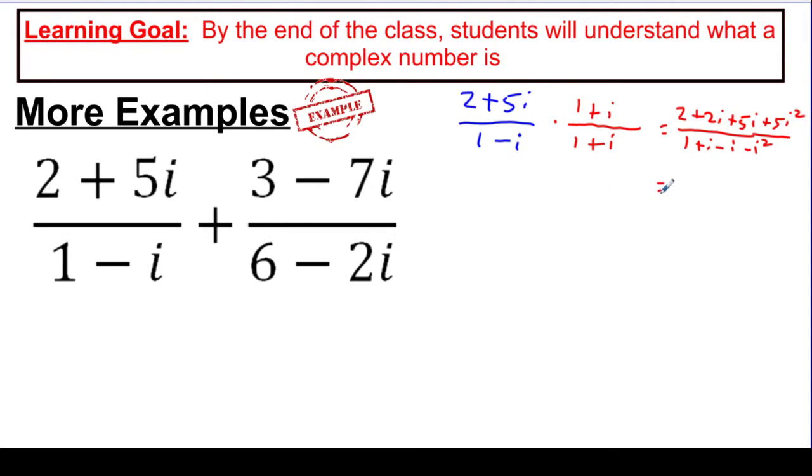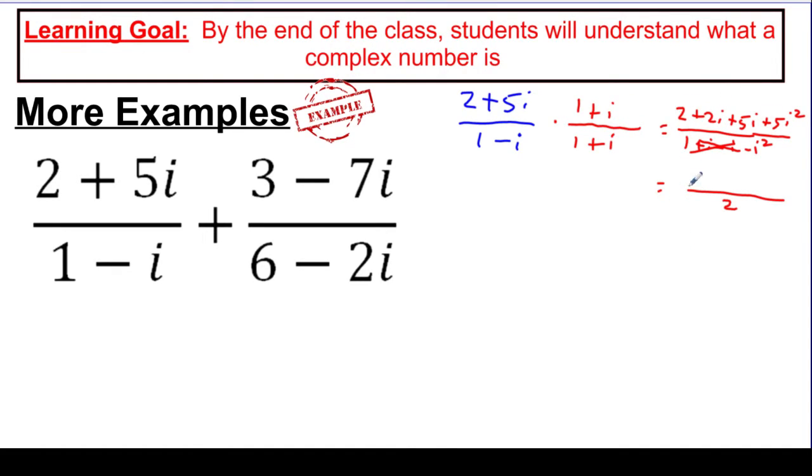Now I need to simplify both of these parts. If you take a look at the denominator, plus i and minus i cancel each other out. They're gone. So this really says 1 minus i squared. Well, i squared is -1, so this really says 1 minus -1. 1 minus -1 is 2. That's the bottom. Let's do the same thing with the top.